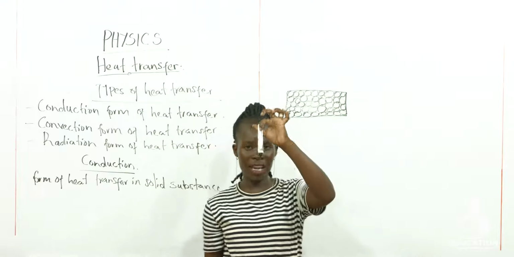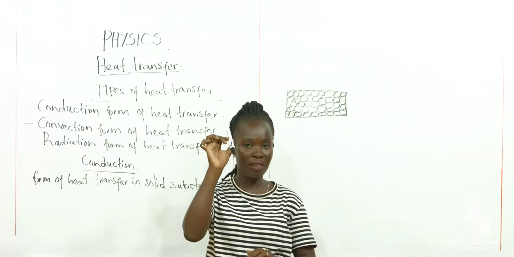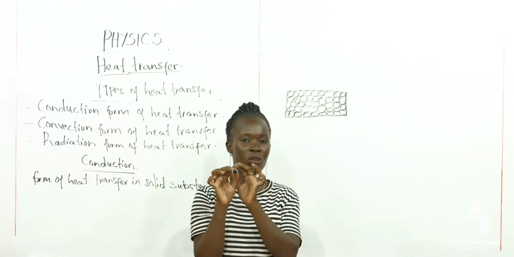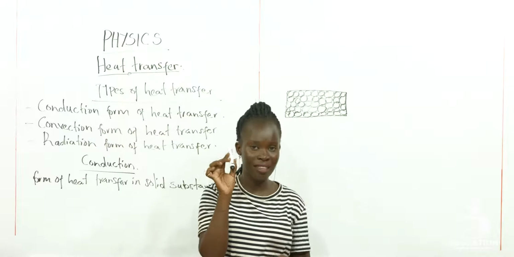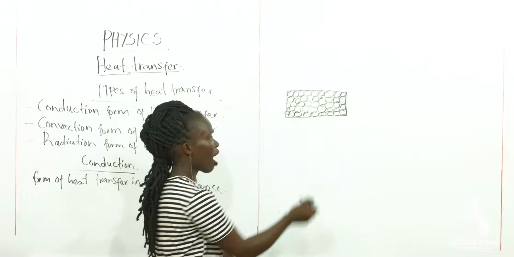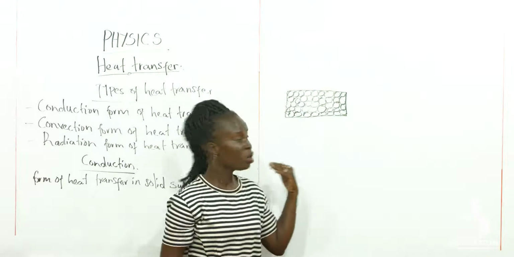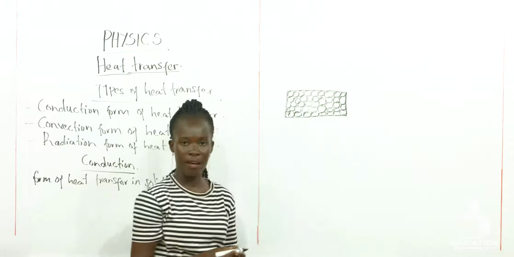This one is solid because the particles making it up are very closely together. They are compact together. That's why you see that it has this shape. So if it is compact like this, how will the heat actually be transferred from one point to another?